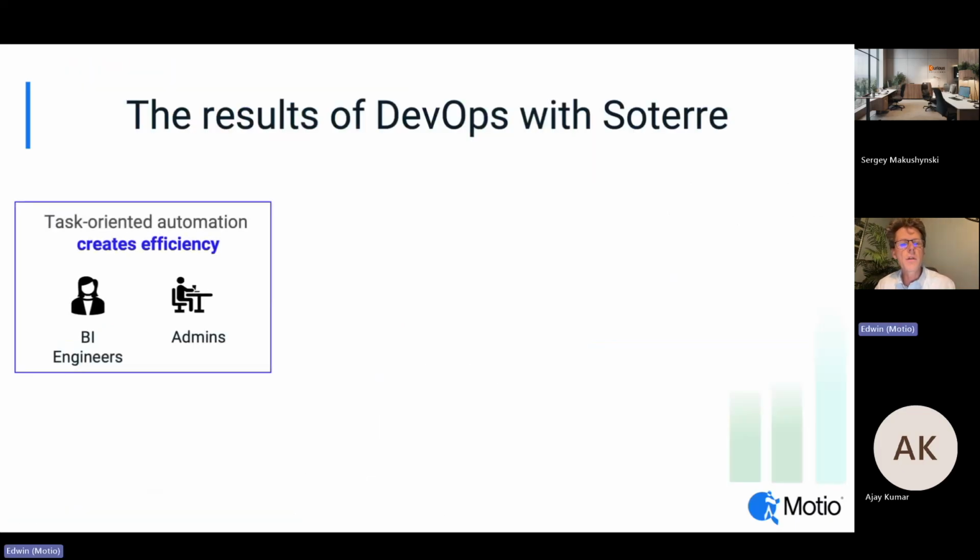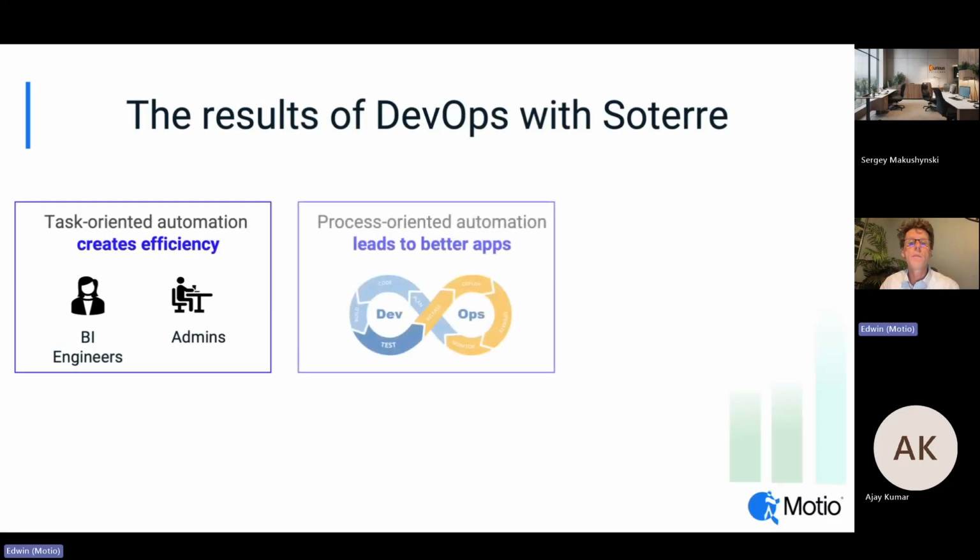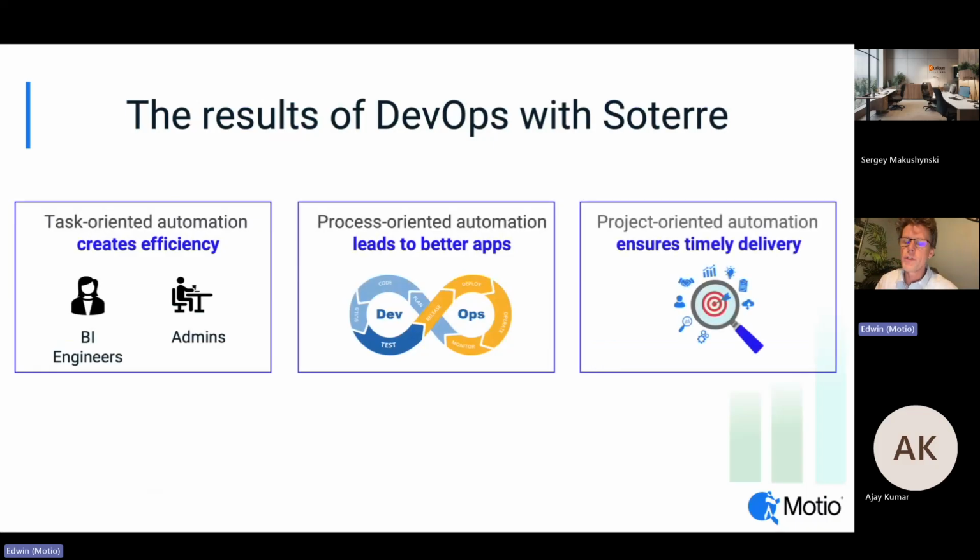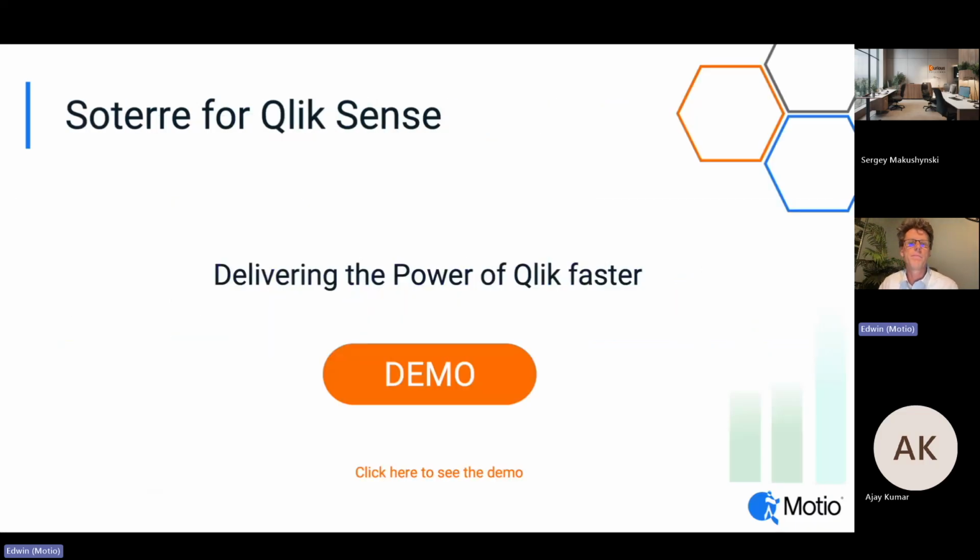So the result is basically that you can work more efficiently on your tasks. So we create efficiency. It's a process-driven tool, so that leads to better apps in the whole process. And every manager knows that if you manage the process, you manage the quality, but also project-oriented automation. So if you go into cloud and you want to keep track of progress, if you want to clean up your environment, if you want to delete stuff out of your environment for a project, if you want to optimize your apps before you go to the cloud, you can use it for these projects as well.